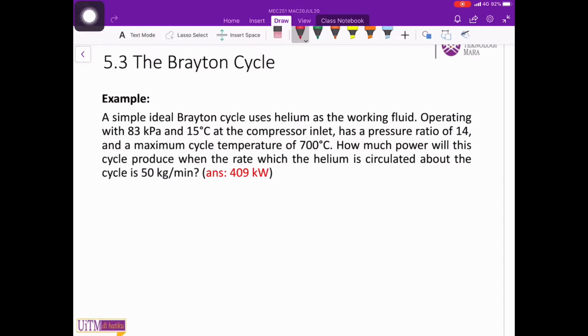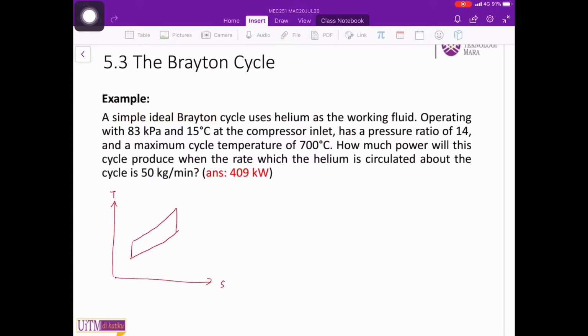Alright, so from the question, it states that it is a simple Brayton cycle. Although normally in a Brayton cycle, we are going to use atmospheric air as our substance, in this question it's already given to us that the substance used is helium. Therefore, we are going to use all the data for helium.